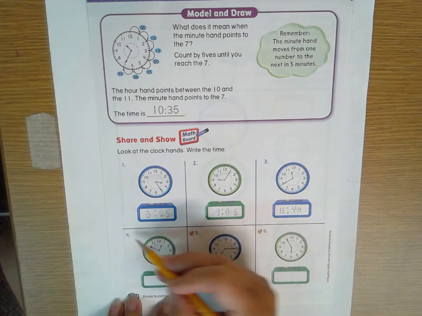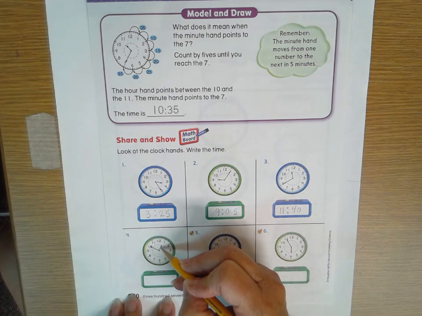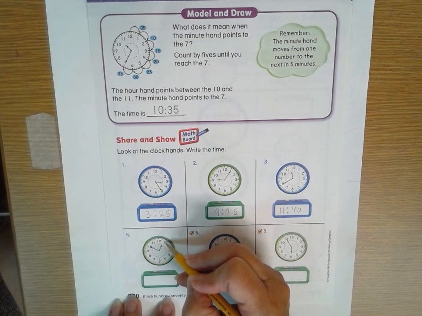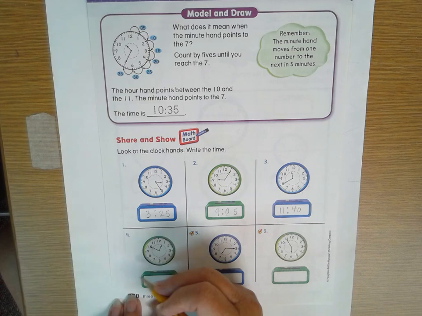Number 4, this hour hand is in between the 12 and the 1. It's getting pretty close to the 1, but it's not there yet. It's still on 12 hours.